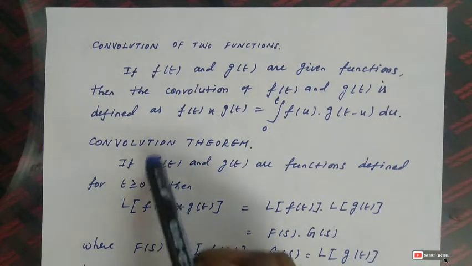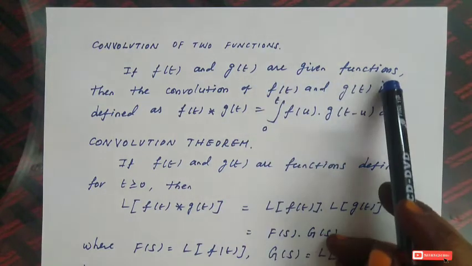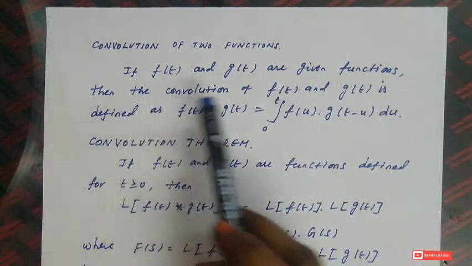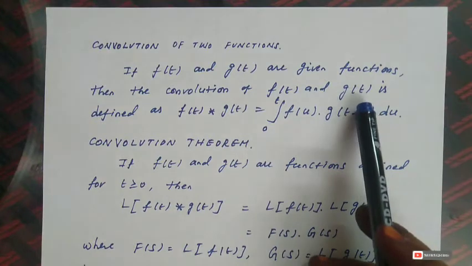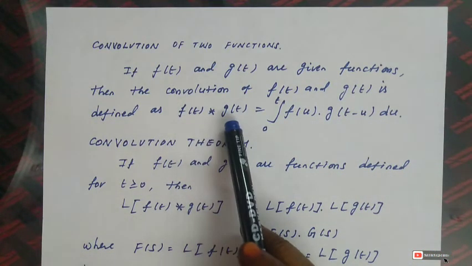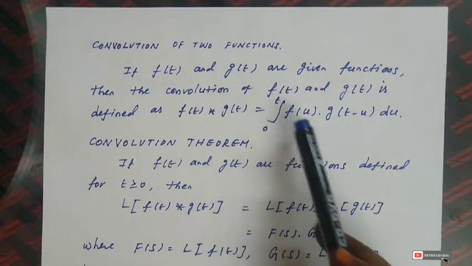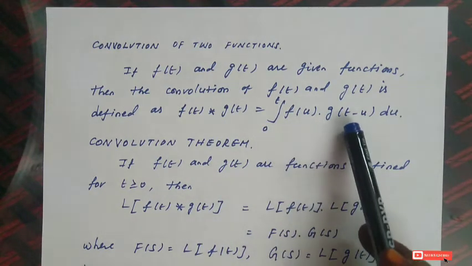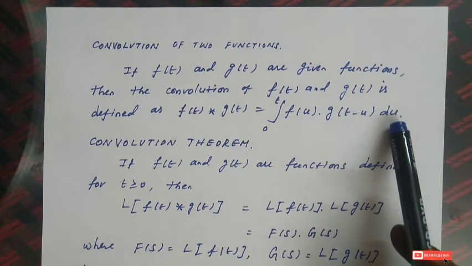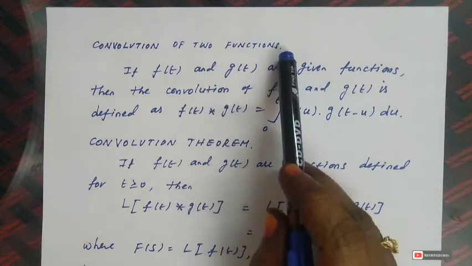Look at the definition. If f of t and g of t are given functions, then the convolution of f of t and g of t is defined as f of t star g of t equal to integral 0 to t f of u g of t minus u into du. This is the definition of convolution of two functions.